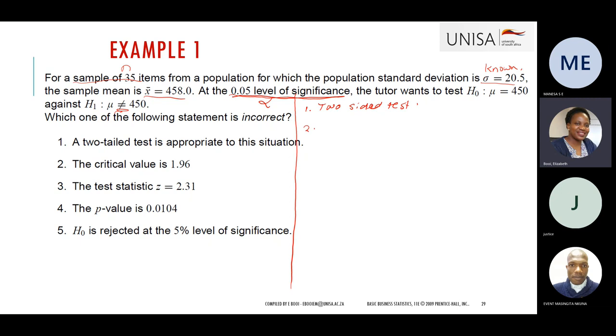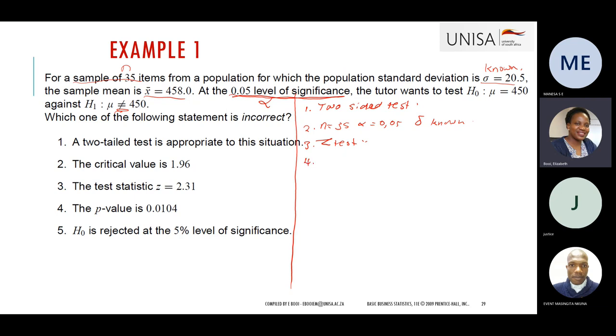Step number two, state what else you are given. I know that my n is 35, my alpha is 0.05, and my population standard deviation is known. Step number three, find what kind of test this is. Since my population standard deviation is known, I'm using a z-test. That's all I need to state there. It is a z-test statistic.